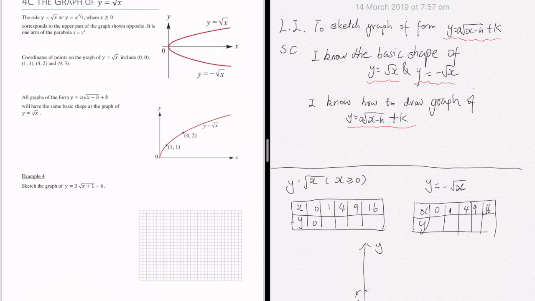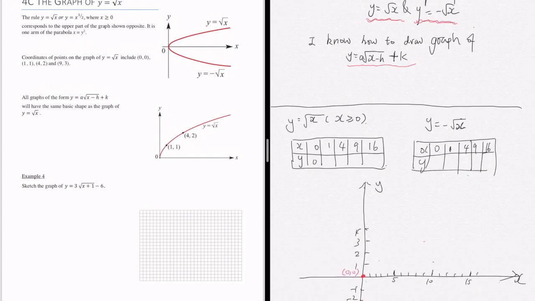So first of all, come back to our first successful criteria, the basic shape of y equal to square root x and y equal to negative square root x. Now here is my equation, y equal to square root x, and we know inside of the square root all the numbers have to be positive. So that's why x has to be larger than or equal to 0.